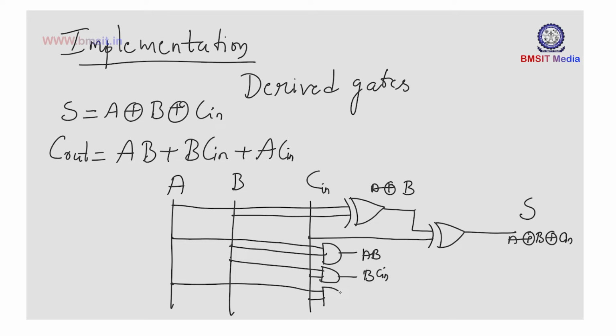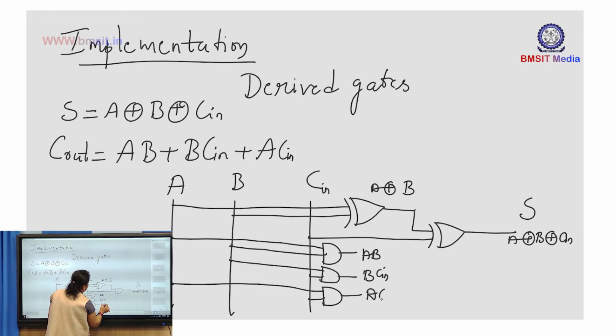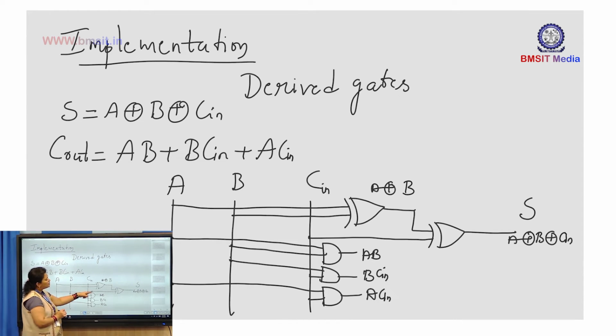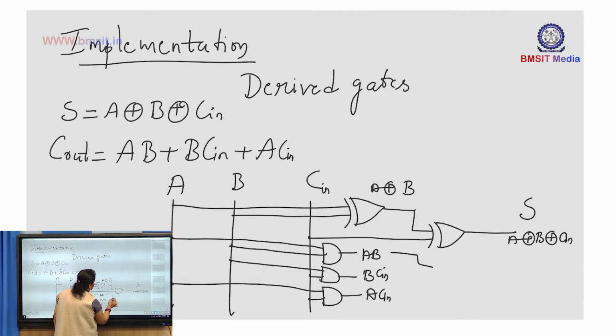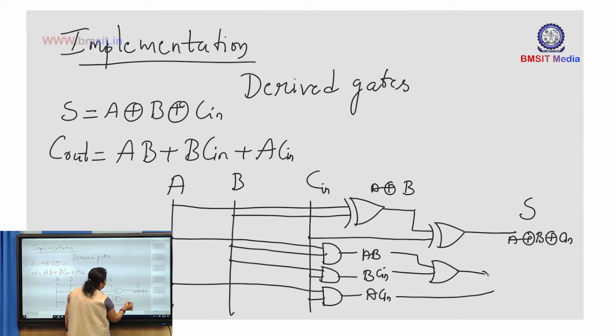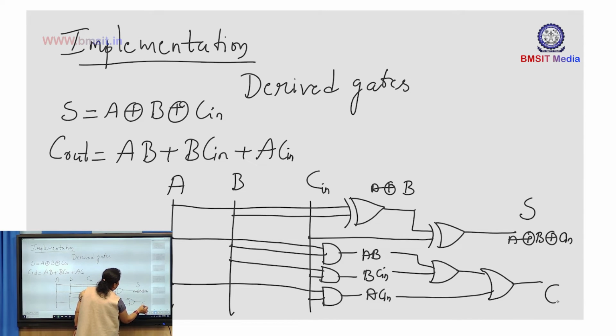Okay. So we got AB, BC in, AC in. Next, these products are to be ORed. Product in the sense, the output of these 3 AND gates, we have to OR it. So what I will do? First pass these 2 through an OR gate. Okay. Next, take this input and the output of the first OR gate and give it to another OR gate. This will be your carry out.